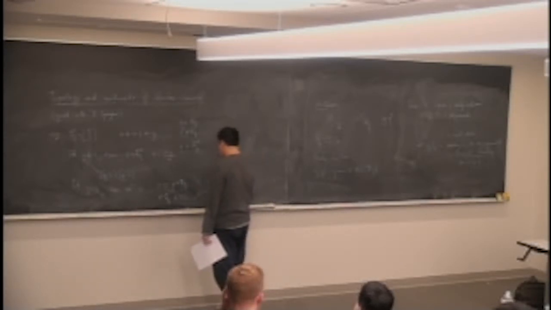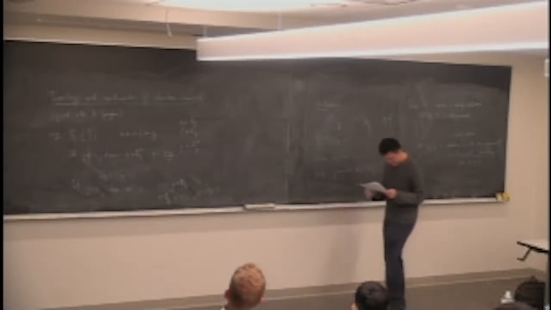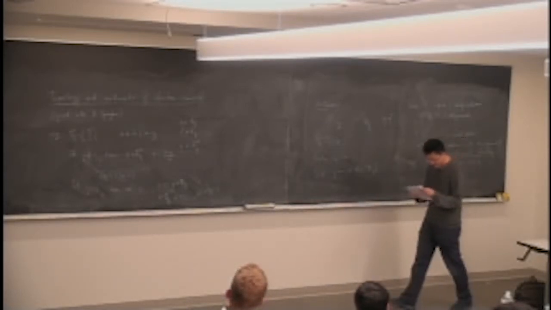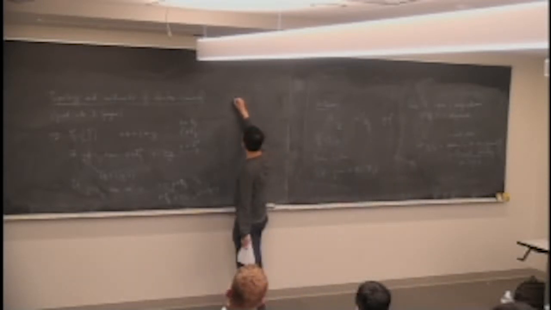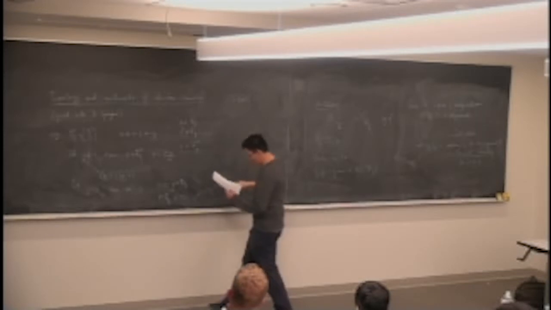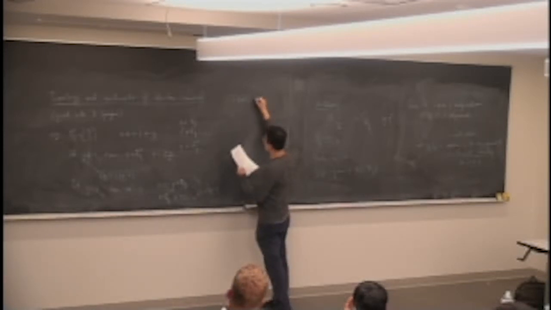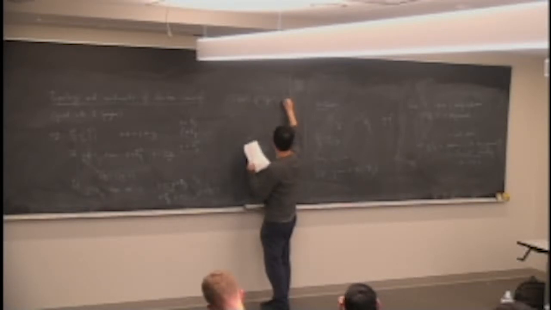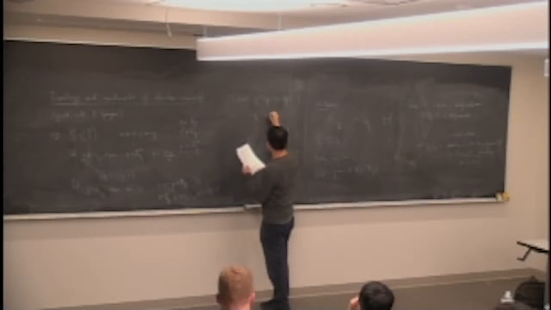Check that I got this right. And the total is this number plus this number: q squared minus 2q plus 2q minus 1, which is q squared minus 2.